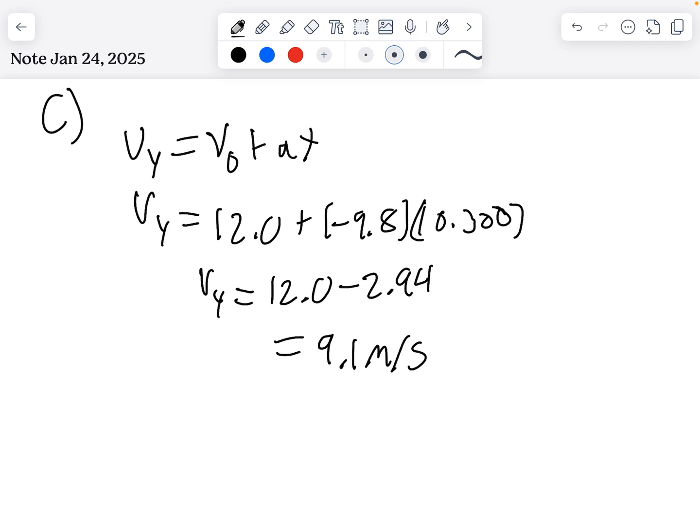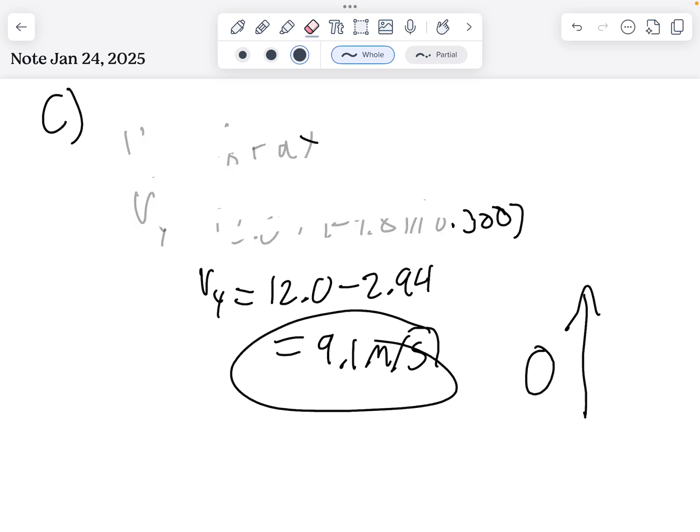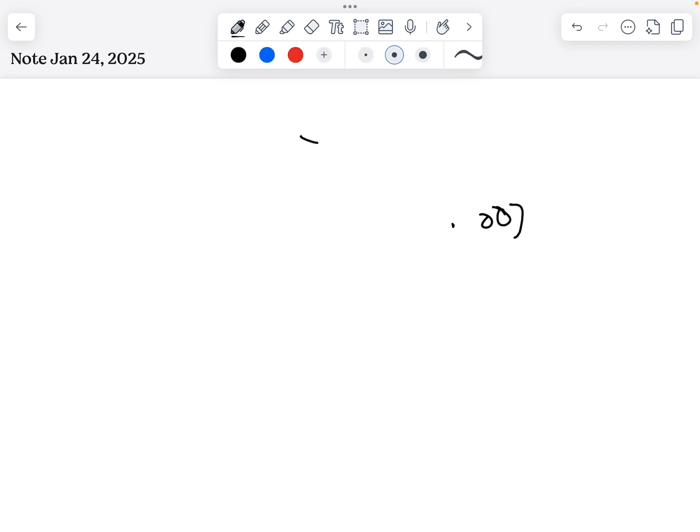Same thing for part D. Since this number right here is positive, the ball is moving upward, just because this is positive. You'll see this also later on in the problem, it'll ask this kind of question again. But I simply used the velocity equation and plugged in the numbers we've got. Pretty much as simple as that.